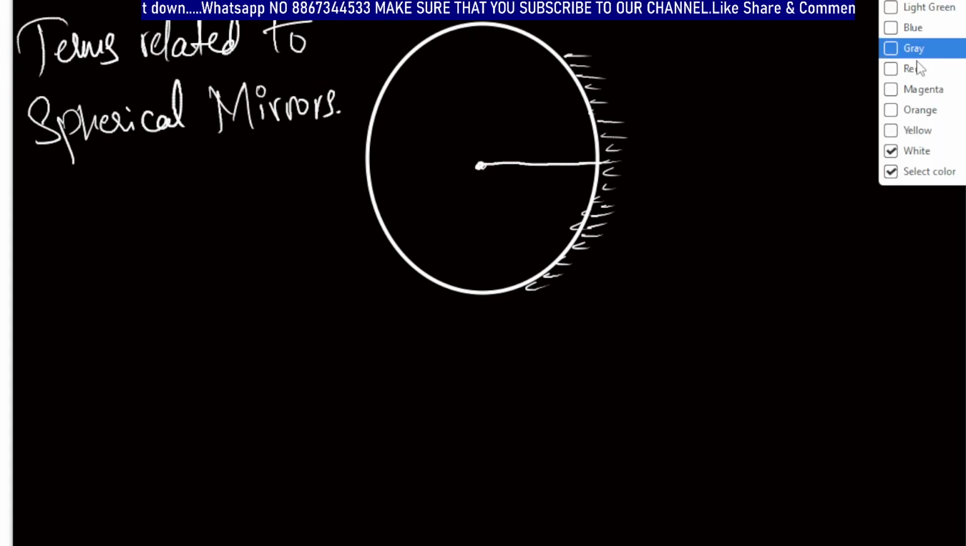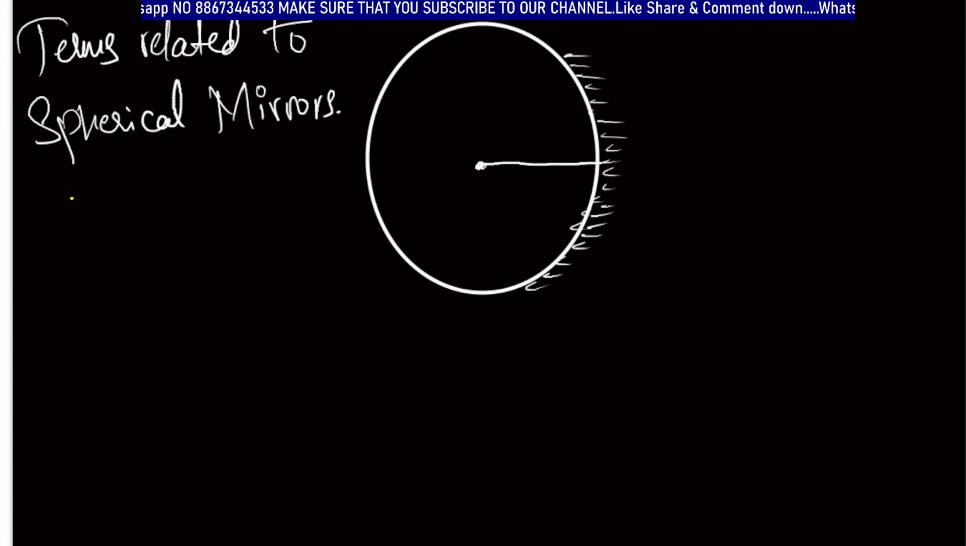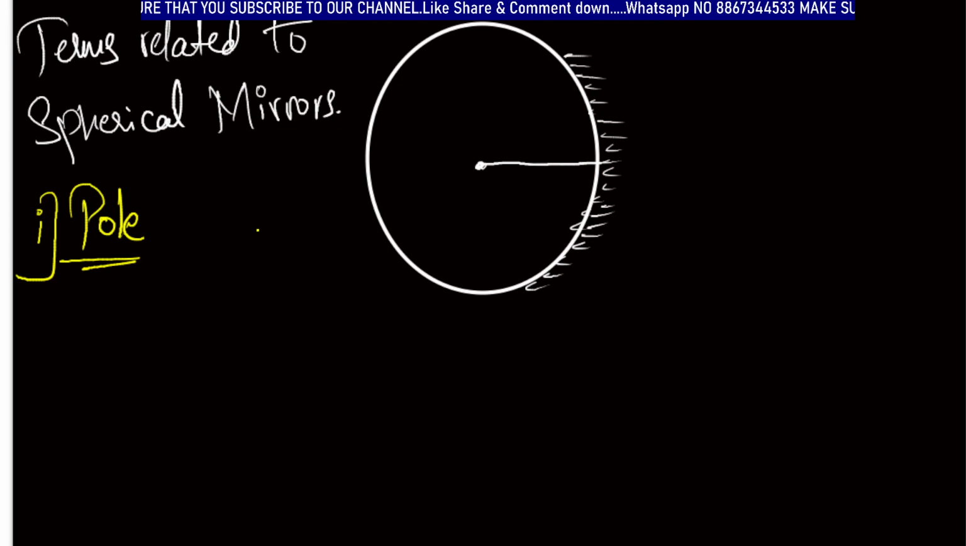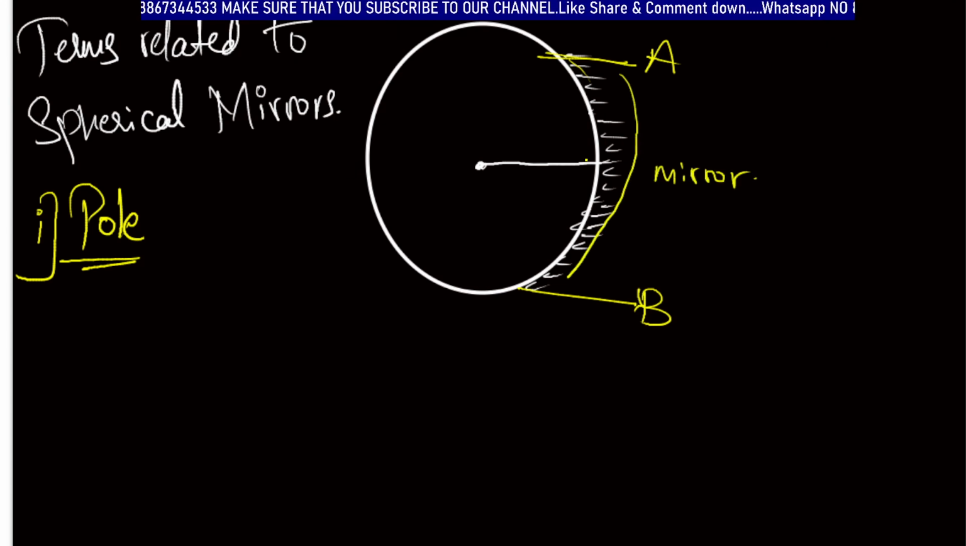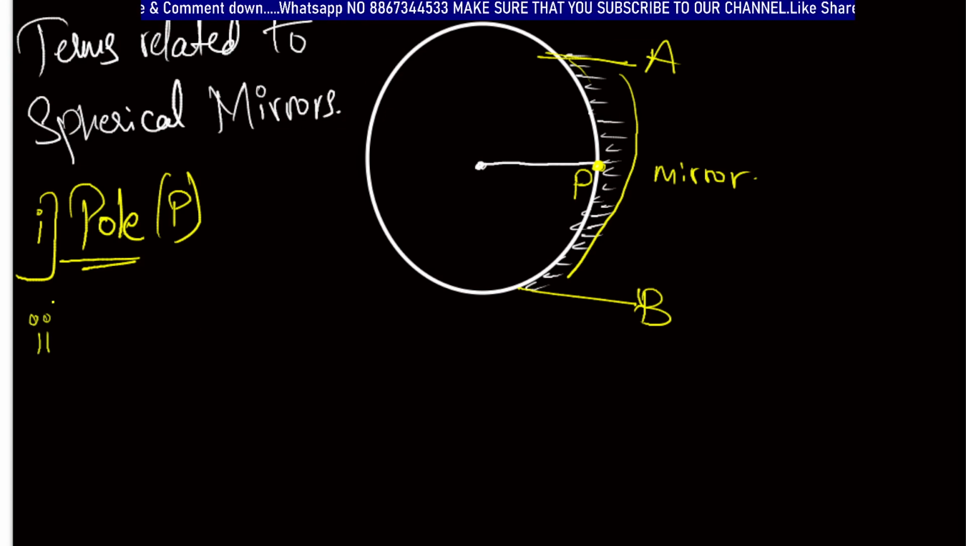The first term which we will know here is the pole. Pole is nothing but the midpoint. So this is the mirror. Let us name this as A and B. This part is the mirror, right? So the middle point of the mirror is called the pole and it is represented by P. So this is pole, that is the midpoint of the mirror.